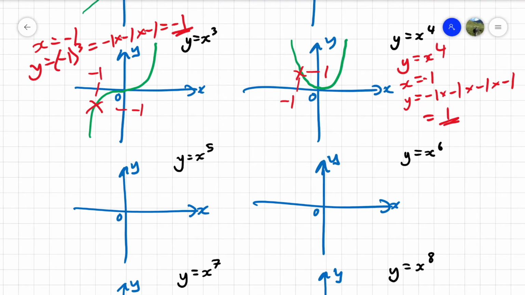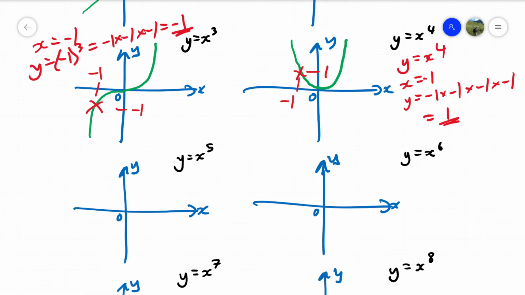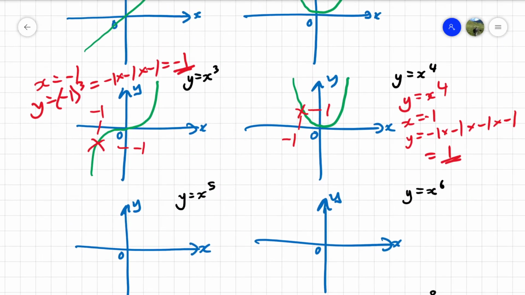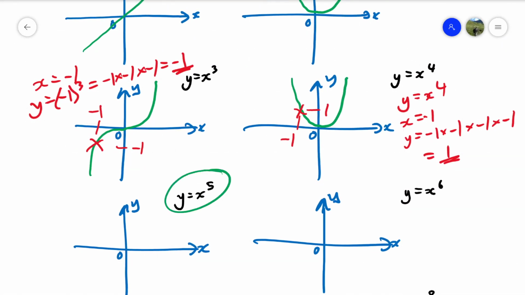Having done that, time for a prediction. Can you predict what y equals x to the 5 and y equals x to the 6 will look like? So let's do these two next. And by the way, the curves will actually be a bit different, but they basically look the same. But we're not worrying about that here. Obviously pause the video, have a go in your own time.